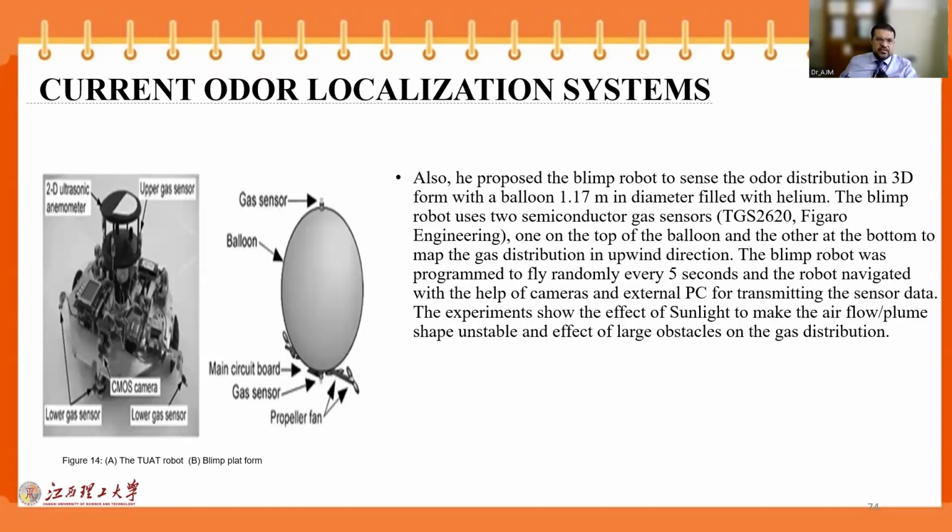Or there was even some idea of a ball. This is just one idea; they didn't implement it. They thought that to have faster movement, the robot should be in the form of a ball or a balloon, and then they can detect with the help of a gas sensor.